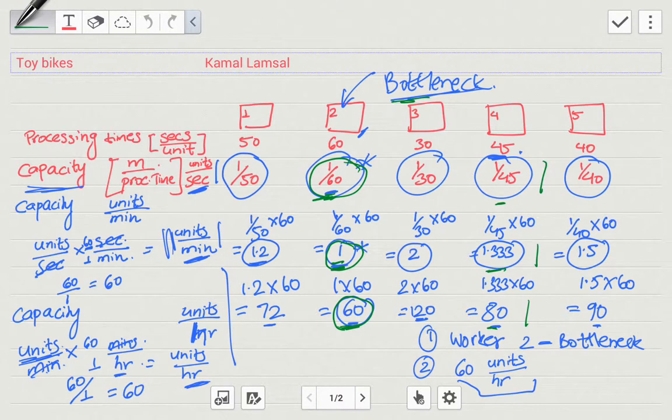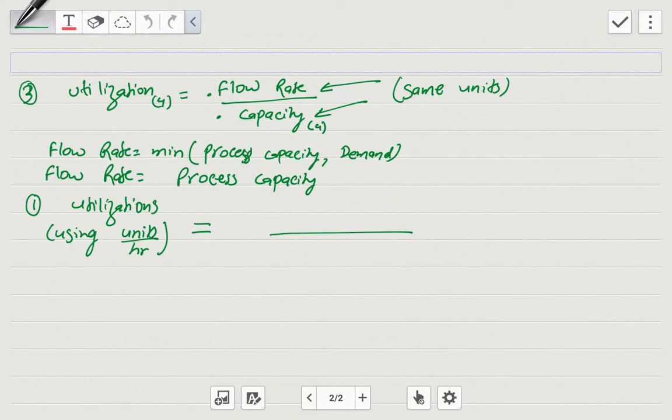Let's go back. Using units per hour, the capacity of station 4 is 80 units per hour, and the flow rate, which is the same as the process capacity, which is the same as the capacity of the bottleneck, is 60 units per hour. So using units per hour, the flow rate is 60 and the capacity of station 4 is 80, which is the same as 75%.